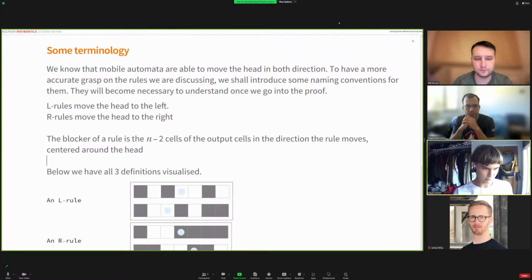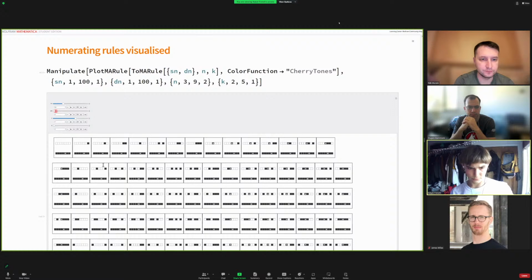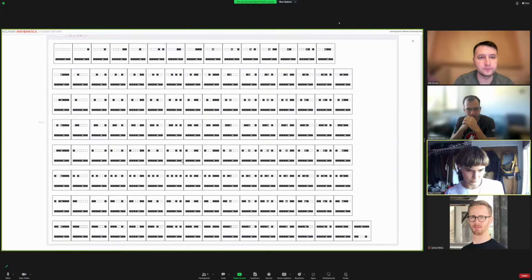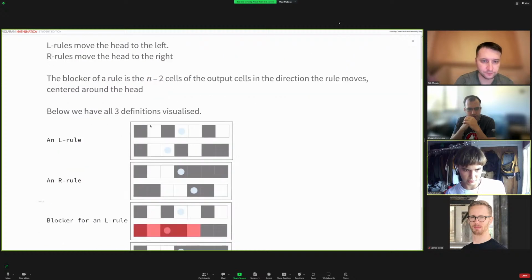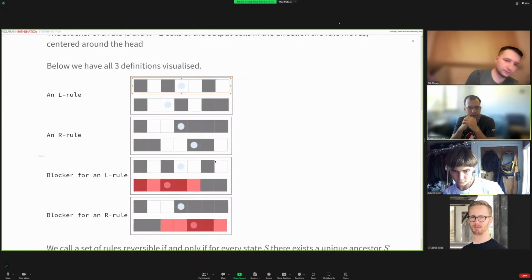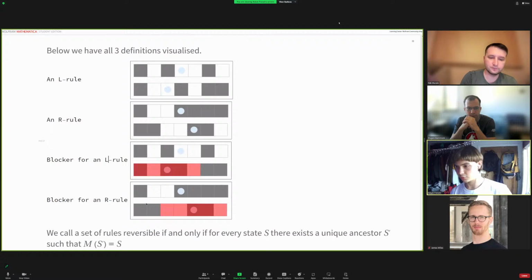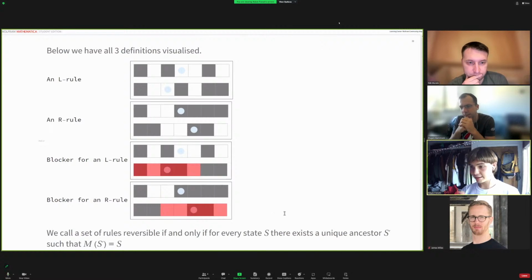Where's the example? Here n is 5. We could equally have, oh, this might break. We could have n to be 7. We could have n to be any odd number. And in this example that I've given, I've said n is 7. Okay. So n minus 2 will be the 5 cells to the left of an L rule, and the blocker for an R rule will be the 5 cells to the right. Okay, got it. And so for the case where n equals 3, this is kind of just a 1 blocker. Yeah, exactly. Nice. All right. Perfect.